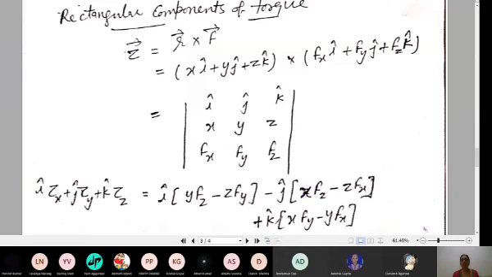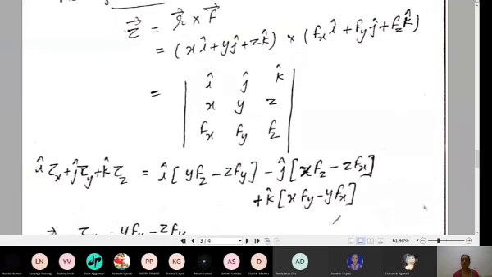So from here also you can see I got the result which I derived in the Cartesian components. So this is the z component of the torque. It means if I am moving the body in the xy plane, torque is acting along the z axis.